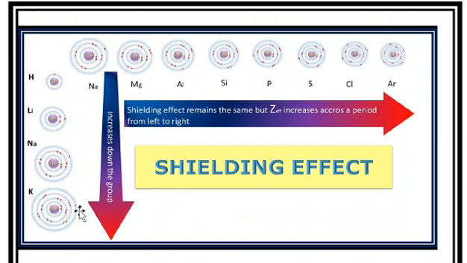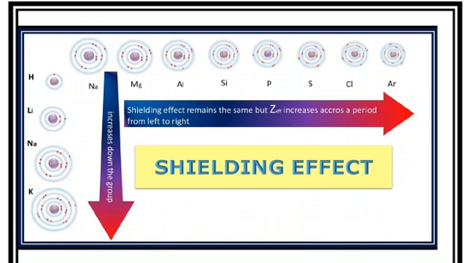If we move below, again potassium, then rubidium. Rubidium has one more shell added because the period number increases down the group. So there will be more shielding effect as we move down the group, and the reason is only the increase in the number of shells.